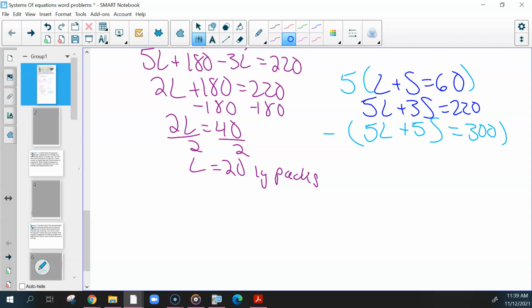5L minus 5L gives me 0. 3S minus 5S gives me negative 2S. 220 minus 300 gives me negative 80. As you're solving these problems, if you end up with a negative somewhere, something is off. You forgot a negative somewhere, didn't divide both sides by the same negative, something. Because your word problem should not give you negative values. You should have positive values.